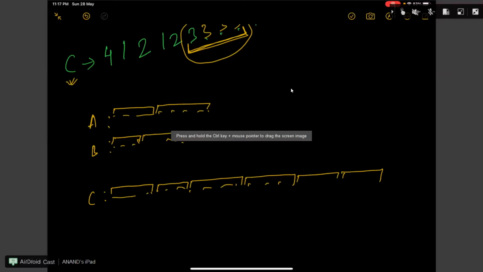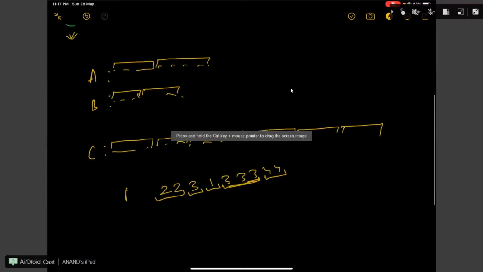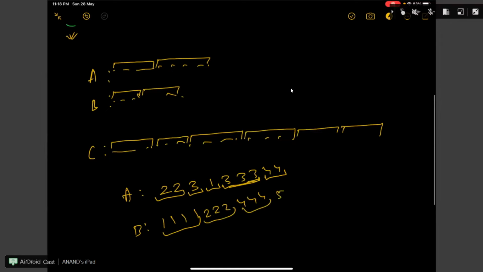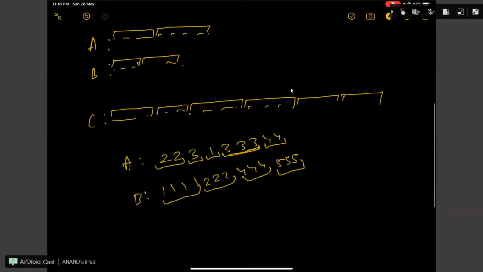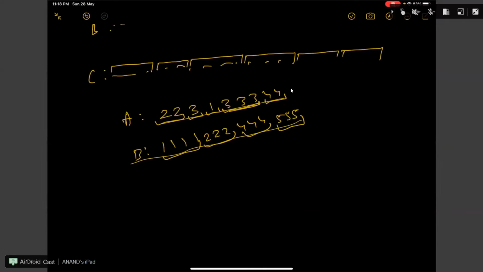So if you want to maximize the total number of equal elements, what you will do is break your arrays A and B into chunks of consecutive equal elements, right? So if your array A is given like 2, 2, 3, 1, 3, 3, 3, 4, 4, you will break it like this, such that all of these subarrays consist of equal elements. Similarly, let us also break your array B like this. So just break your arrays like this into chunks of consecutive equal elements.